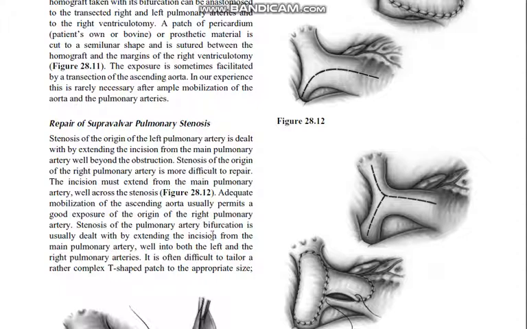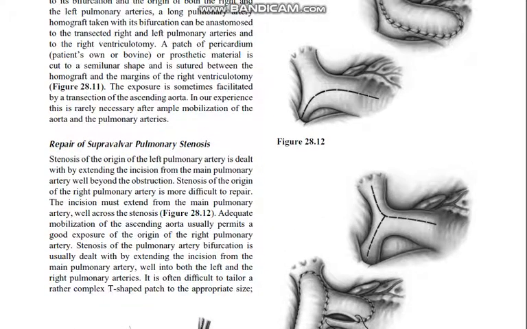Stenosis of the pulmonary artery bifurcation is usually dealt with by extending the incision from the main pulmonary artery well into both the left and the right pulmonary arteries. It is often difficult to tailor a rather complex T-shaped patch to the appropriate size.